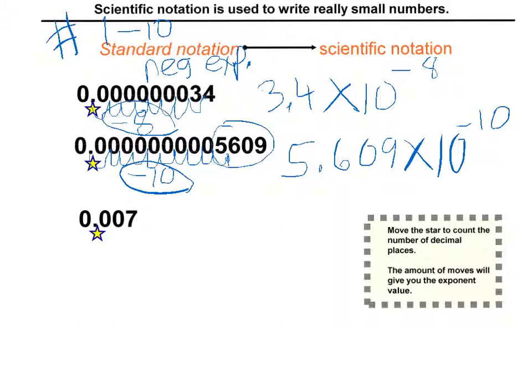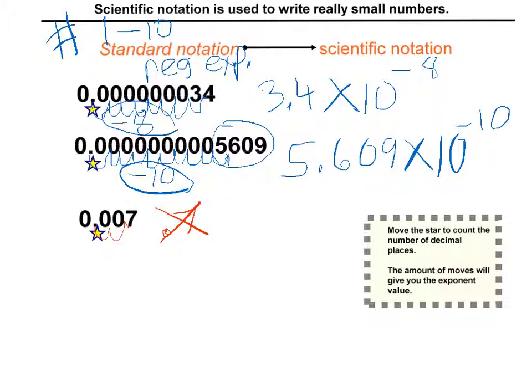So I'm going to move this decimal 1, 2. Now, some kids might think I'm done, but let's look at this. If I said 0.7, is 0.7 in between 1 and 10? No, it is not. So I do not want to do that.